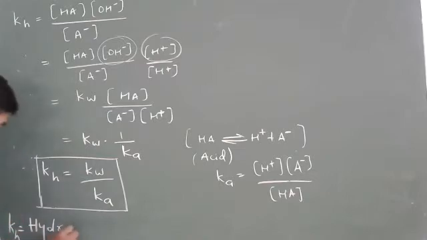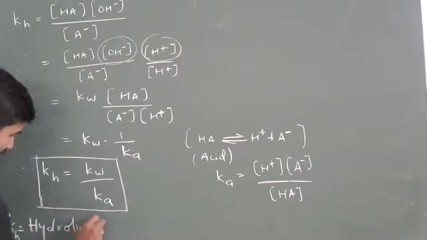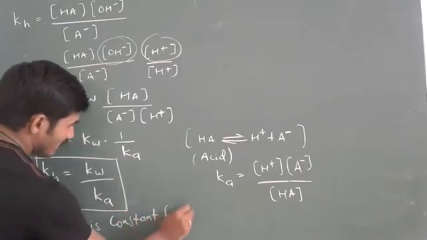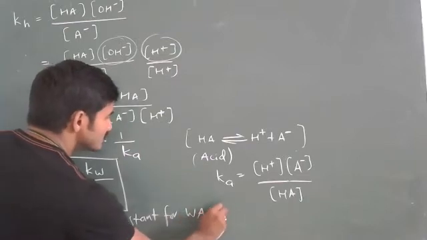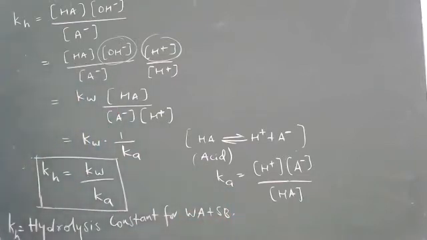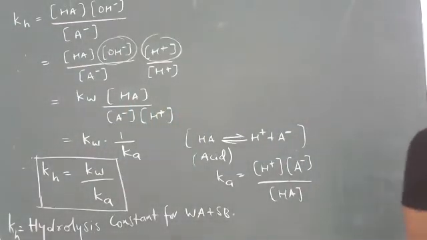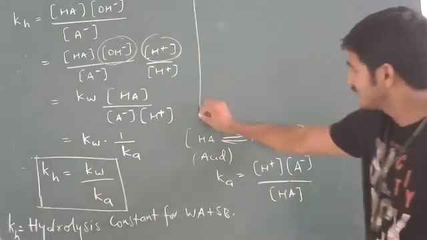KH is the hydrolysis constant for weak acid with strong base. Is it clear? Now, so there is the hydrolysis constant.